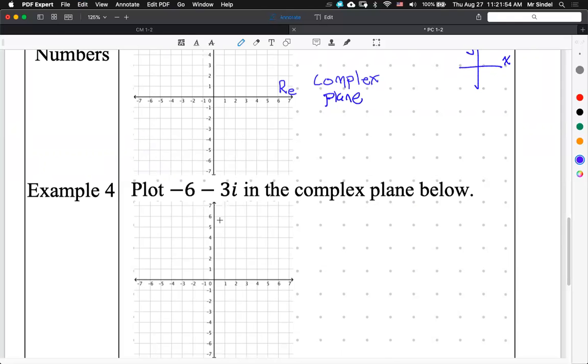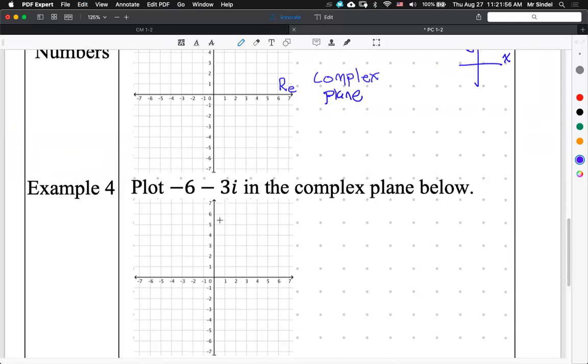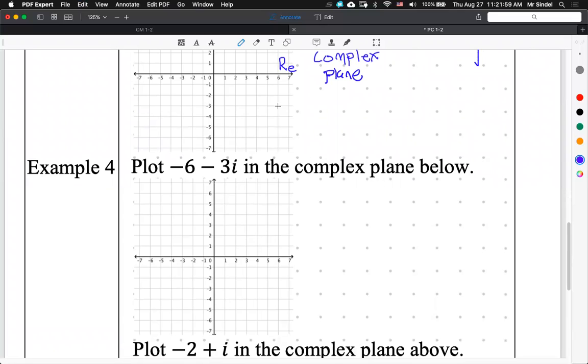Okay, so I'm going to plot -6 minus 3i on this complex plane. How am I going to do that? Does anyone have an idea of what you would do, where that point belongs? I see Ellery has her hand raised. Ellery, you've been super patient. I'll give it to you.